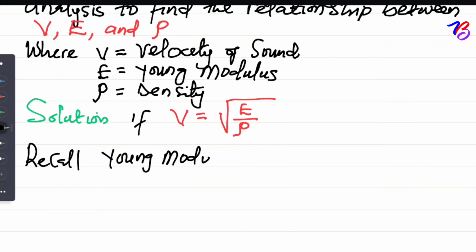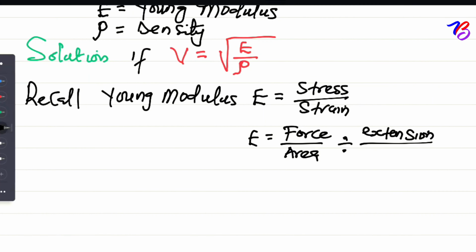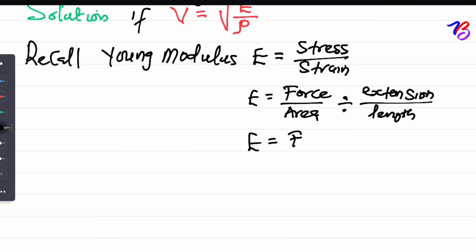Recall that Young modulus E is equal to stress over strain. Recall it is tensile stress over tensile strain. Okay? Now, E in short form will now become force over area, all divided by extension over length. Now, this is the interpretation of the formula above. Stress is force over area, while strain is extension over length. Take note of that. So that E is equal to F over A divided by e over L.